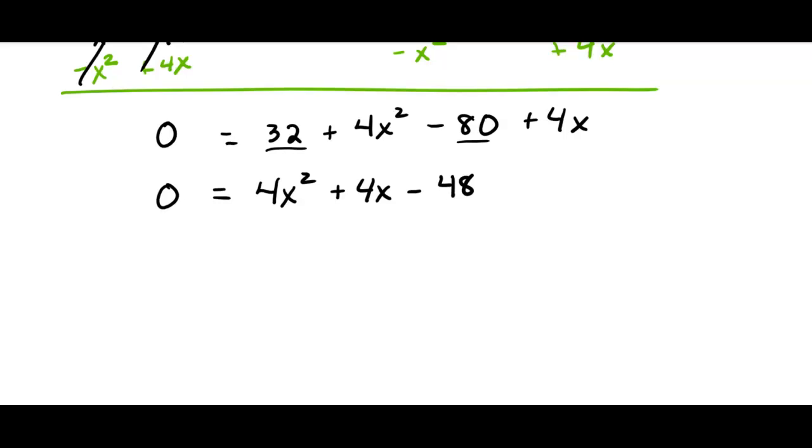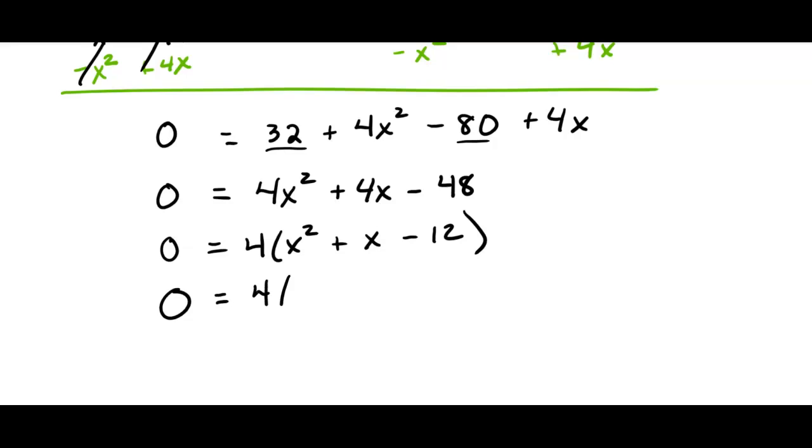We're ready to factor. So this one time there's a GCF. Okay, so I'm going to factor out the GCF, which is 4. And then I have to try to factor the trinomial inside. And it factors into x plus 4 and x minus 3.